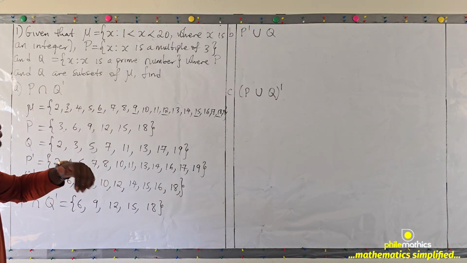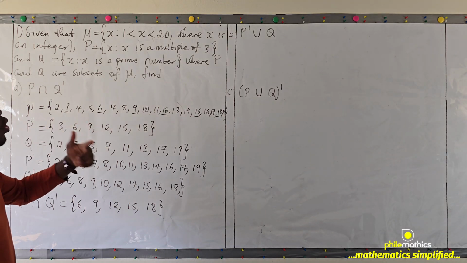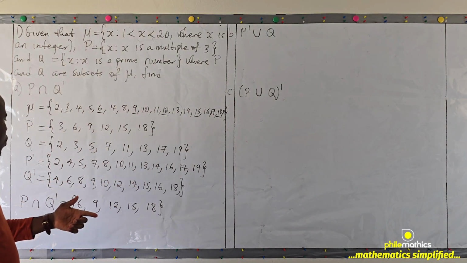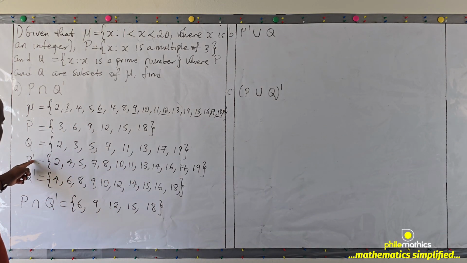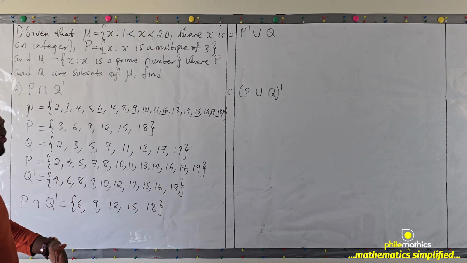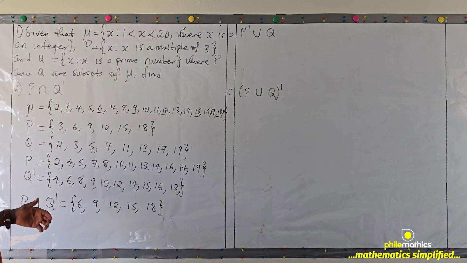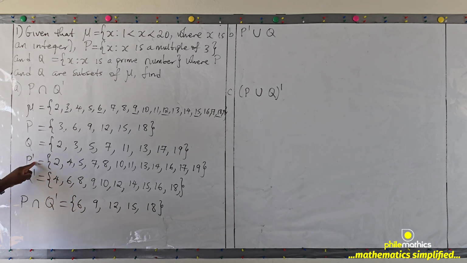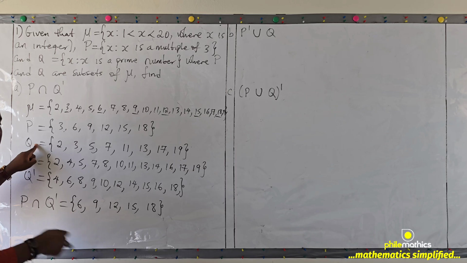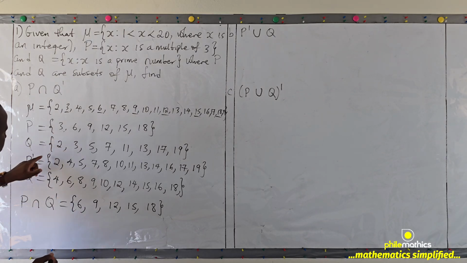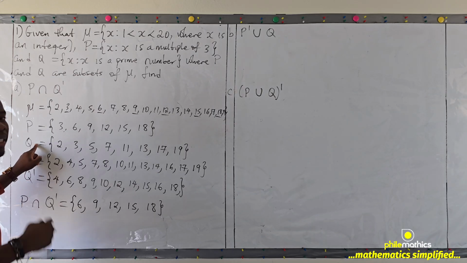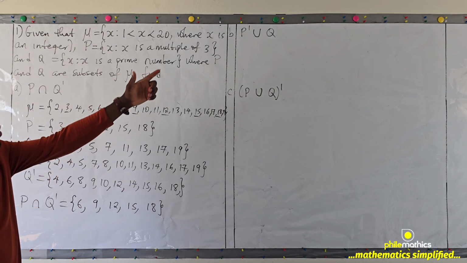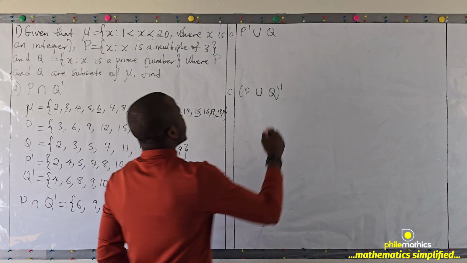The next question says p prime union q. So p prime union q means what are the things you can find in both p prime and q without repetition. So write out the elements in p prime and q without repeating any of them. That is what p prime union q means.